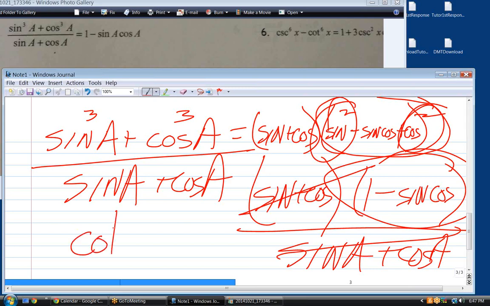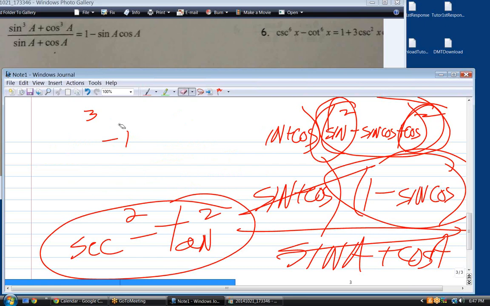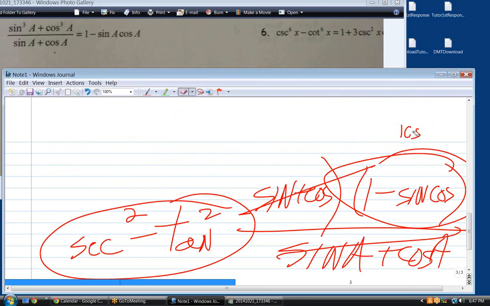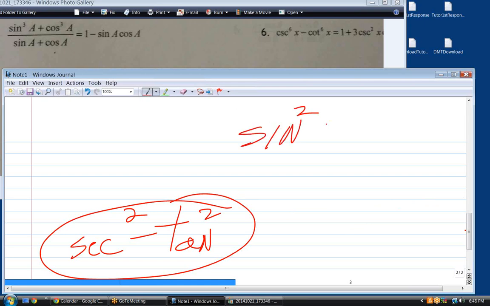What's this equal to? Oh, excuse me, hold on. Excuse me, I meant to say secant squared minus tan squared. This is where you really have to know your identities, your Pythagorean identities. Yeah, I have trouble identifying where they are sometimes. Okay, let's go through the 3 of them.